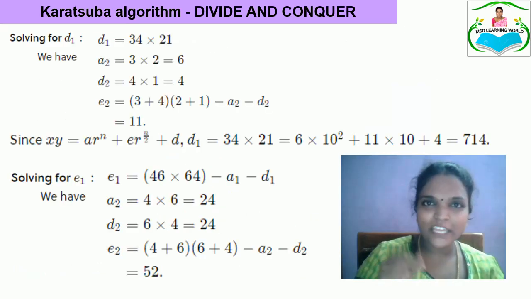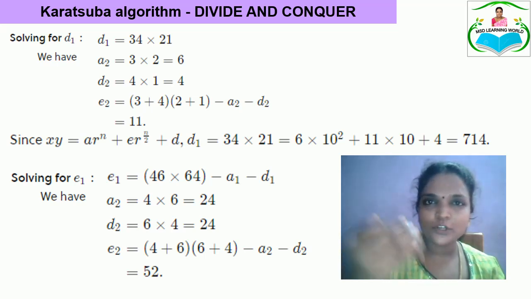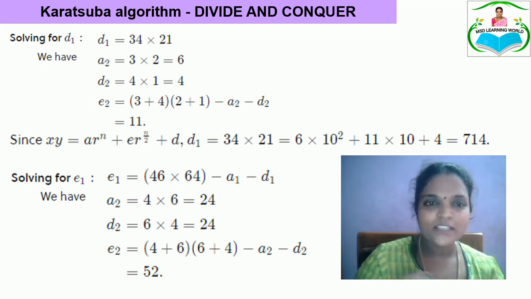So for solving d1 equal to 34 into 21, again we divide this and perform divide and conquer, where we find a2, d2 and e2. a2 is higher value of x into higher value of y. So 3 into 2. 2 is the higher value of y and 3 is the higher value of x. Similarly, when we take d2, that is lower value of x into lower value of y, 4 into 1 is 4. Similarly, e2 is higher value of x plus lower value of x, 3 plus 4, into higher value of y plus lower value of y, 2 plus 1, into 3 minus a2, 6 minus 4, you will get 11. So we have solved d1.